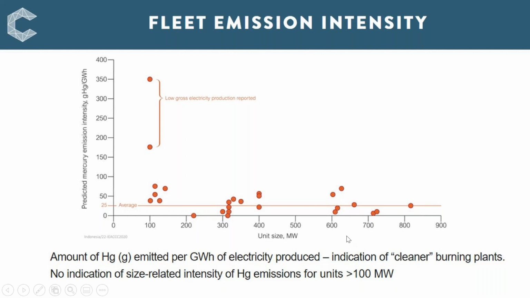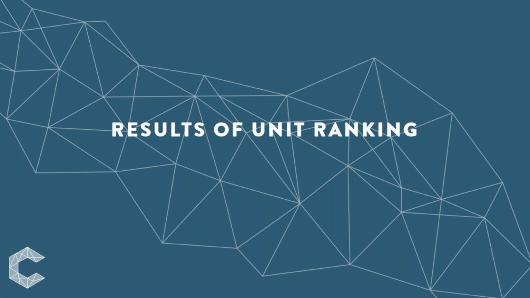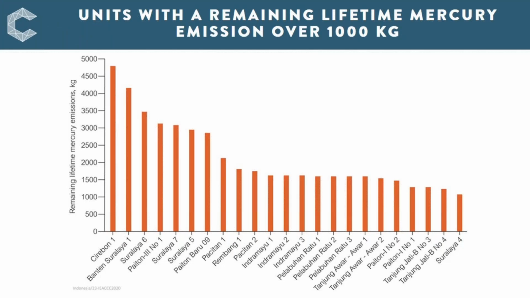As we can see from this, the fleet in Indonesia is as clean burning as the US fleet was before it started to put in control technologies. So the important point at this stage is to notice that some units are emitting significantly more mercury than others just because of the way they run and the coal that they burn. So let's look at the results of the ranking. Now, as I say, this is the remaining lifetime emissions of mercury in kilograms.